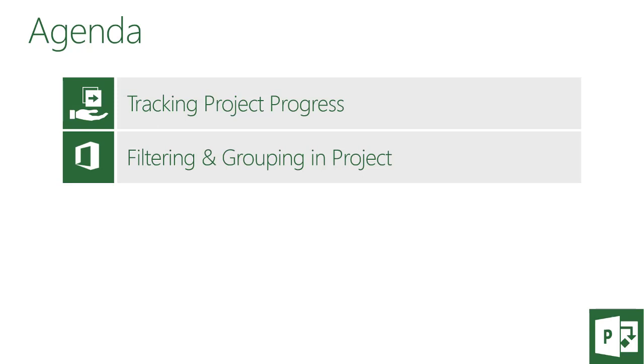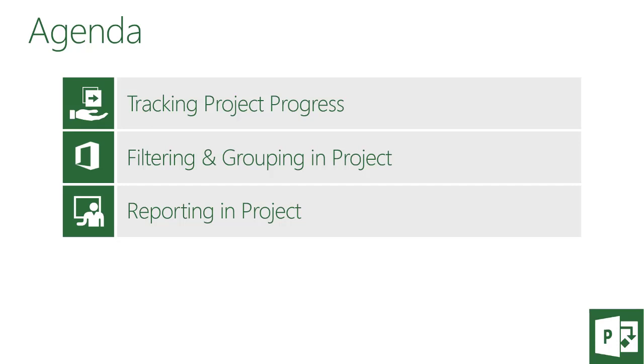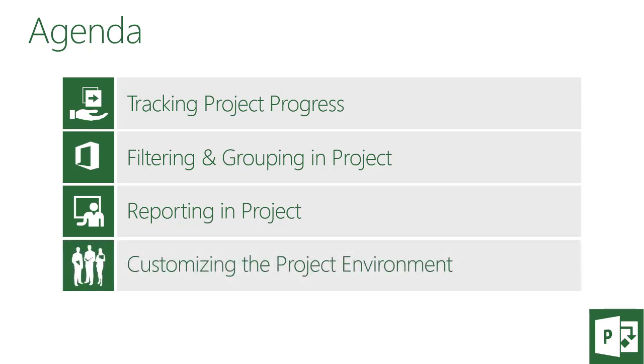by filtering and grouping project information. We'll talk about reporting in Module 15. This includes using built-in dashboard reports, visual reports, and using the timeline. And finally, we'll customize the project environment. This includes adding commands to the quick access toolbar and the ribbon. We'll also talk about exporting those items so that you can share them with your colleagues.